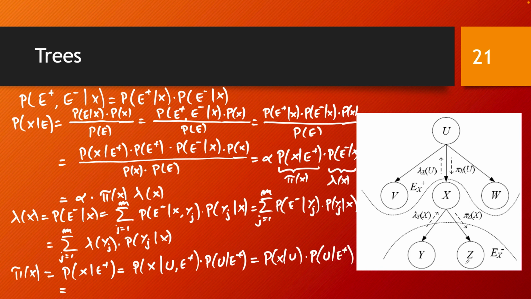And then this is equal to P of X given u times, and we realize that this term right here is exactly pi of u. And this again gives us the recursive formula for the functions pi, and the whole discussion about how to initialize these recursive formulas is exactly as in the case of chains.